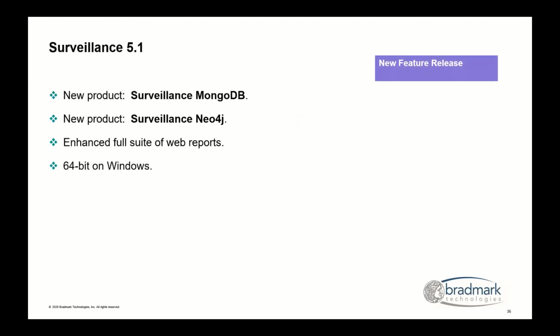And 5.1 has a couple new products. It has surveillance for MongoDB monitoring. We have surveillance for Neo4j monitoring. Those are both products that provide the basic level of monitoring and some additional items as well, and all the alerting and all the history and all that stuff is available for both of those databases.